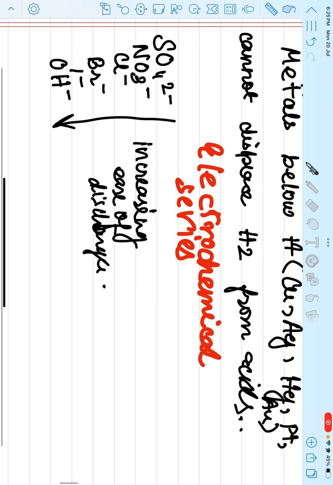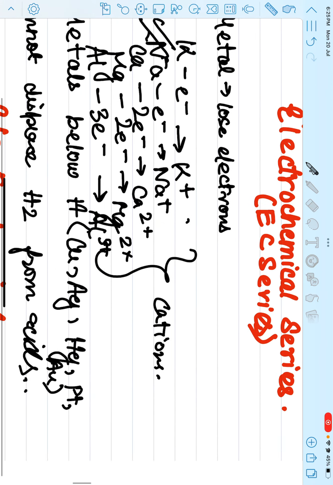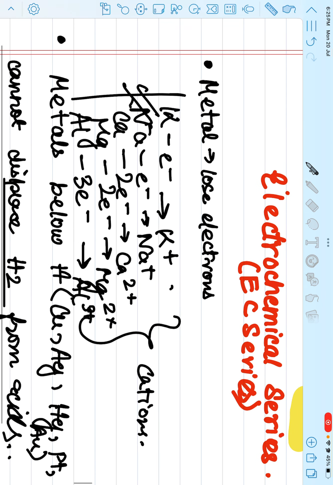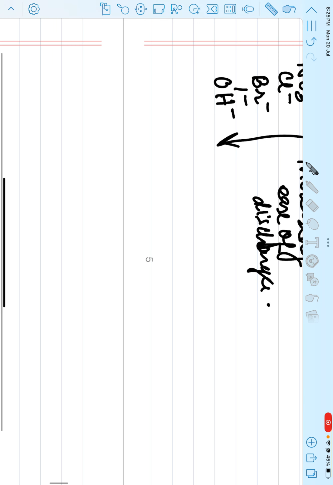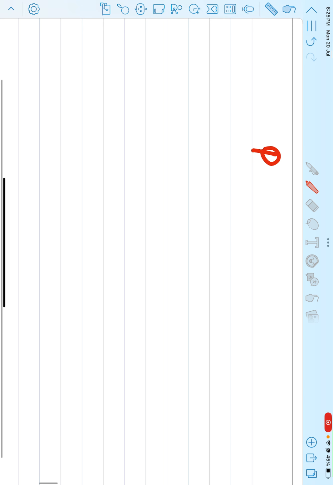As you go below, there is an increasing ease of discharge. So the one which is below will get more easily discharged. This is all I was going to discuss about preferential discharge.